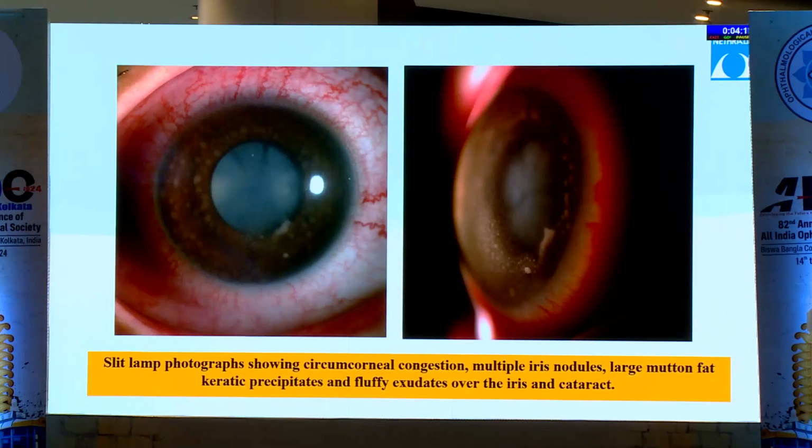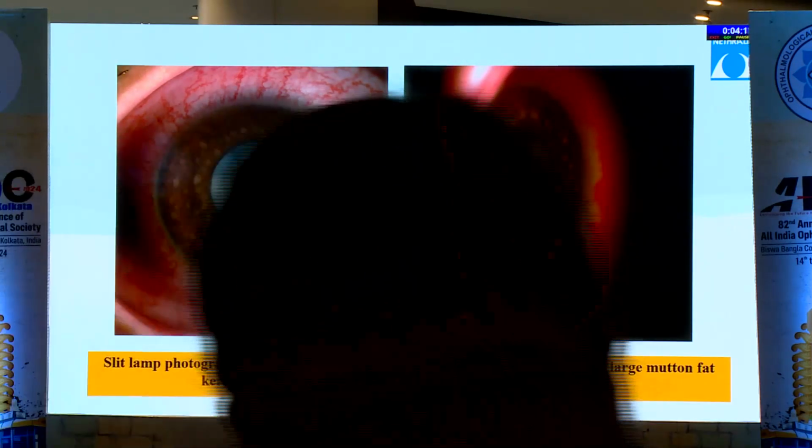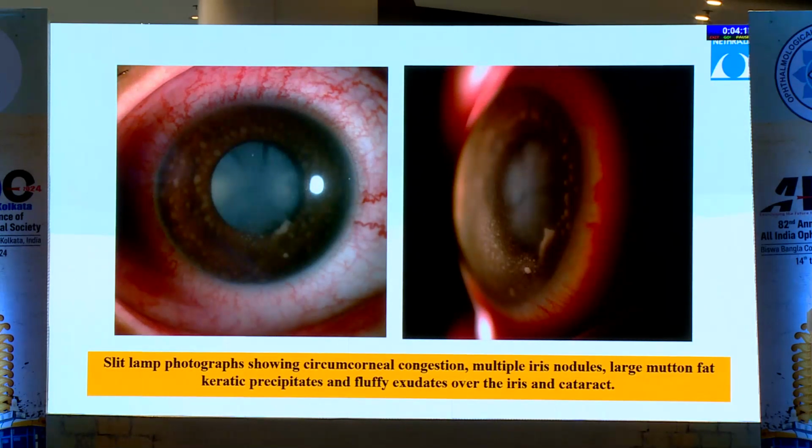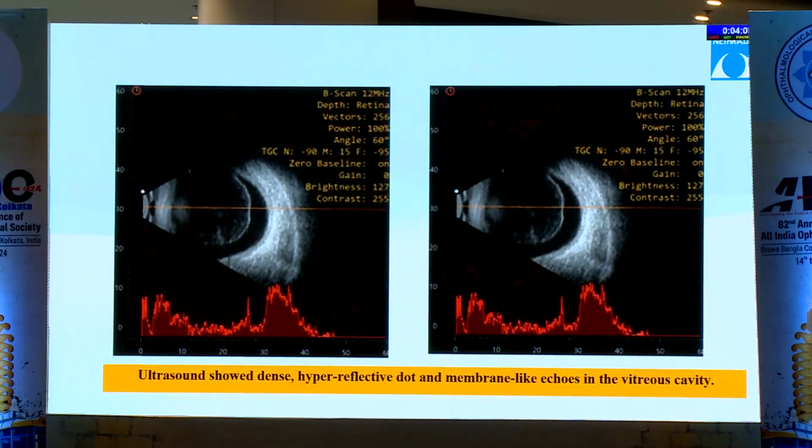The slit lamp examination of the right eye revealed circumcorneal congestion, multiple iris nodules, large mutton fat KPs, and fluffy exudates over the iris and cataract. The ultrasound B scan revealed presence of dense hyperreflective echoes with membrane-like echo in the vitreous cavity in the right eye.